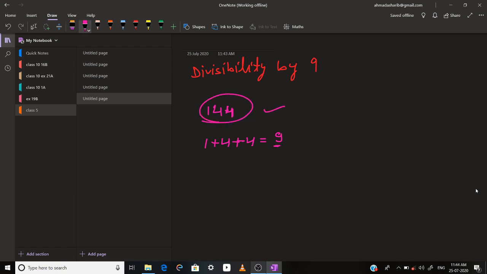On the other hand, we have one more number, let's say 154. Find the sum: 1 plus 5 plus 4 is 10, and 10 is not divisible by 9, so 154 is not divisible by 9.